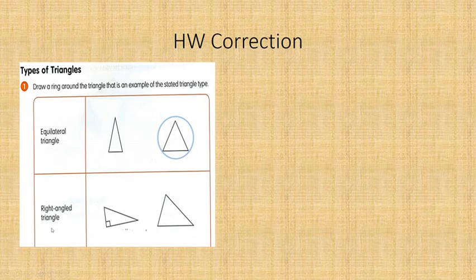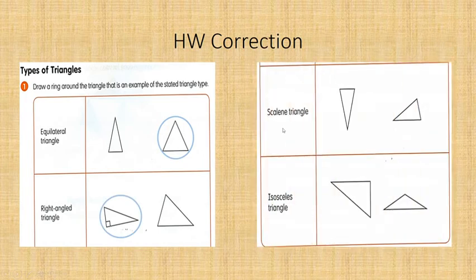Right angle triangle. A right angle triangle means that this triangle has one right angle. So here in this triangle, it doesn't have any right angles. But here, there is a right angle, so circle it. So this is the right angle triangle. Okay. Question number 3 here.